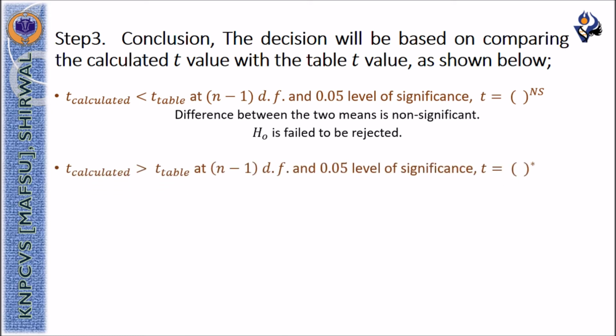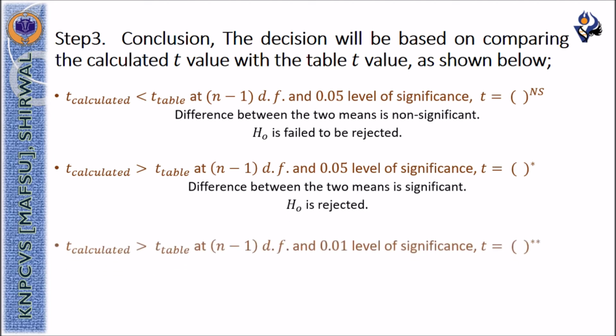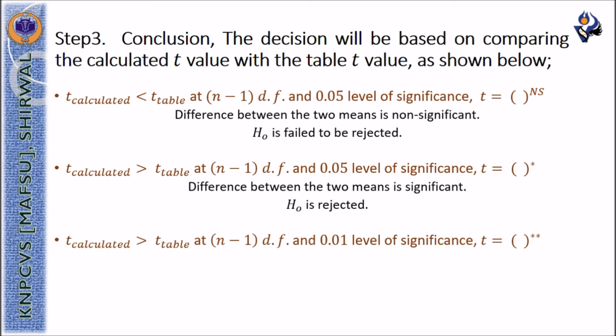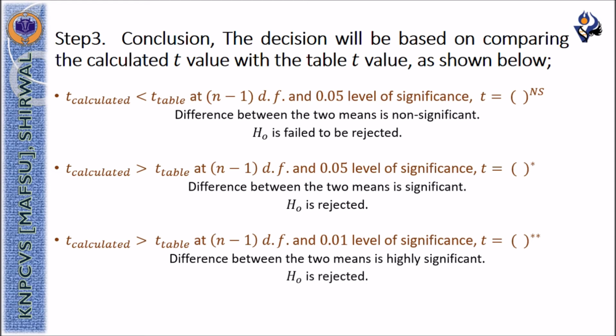If calculated t-value is greater than the table t-value at n-1 degrees of freedom and at 5% level of significance, we say that the difference between the two means is significant. Null hypothesis is rejected. If the calculated t-value exceeds the table t-value at 1% level of significance and at n-1 degrees of freedom, we say that the difference between the two means is highly significant. Null hypothesis is rejected in this case.